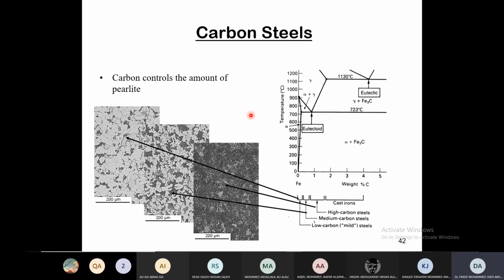We can produce 100% perlite phase if we are at 0.76% by weight carbon, which is the eutectoid composition.